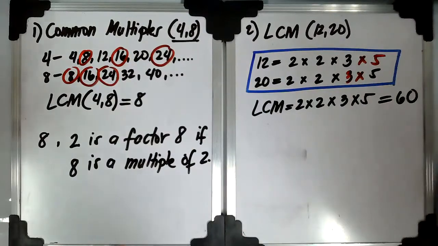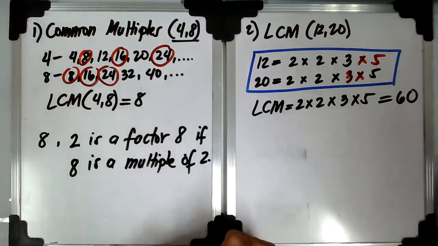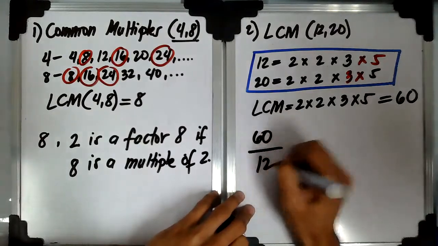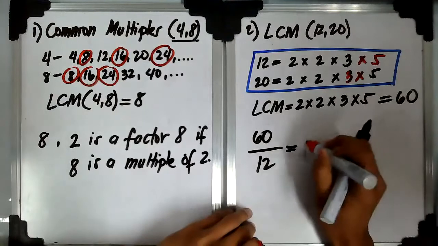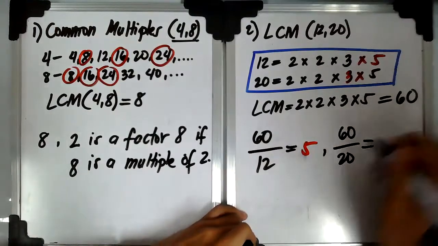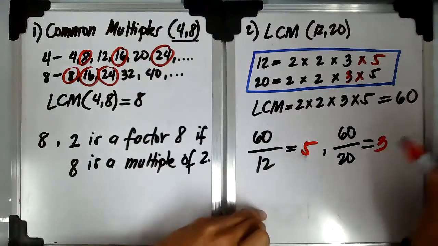60. And since the LCM serves as a dividend, let's divide 60 by the given numbers and see what will happen. So 60 divided by 12 is 5. All right. 60 divided by 20 is 3.